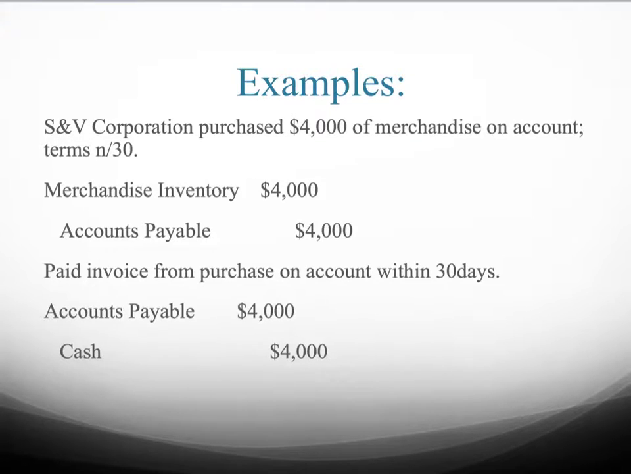Let's take a look at another example. S&V Corporation purchased $4,000 of merchandise on account, terms net 30. No discount here. Our first entry is to record the purchase. Merchandise inventory, $4,000 is our debit, and we are crediting accounts payable $4,000. The next item is paid invoice from purchase on account within 30 days. When we go to pay people we owe money to, that means we need to debit the liability account, accounts payable, and we're going to give them cash, so we're going to credit cash. Accounts payable, $4,000 debit, cash, $4,000 credit.